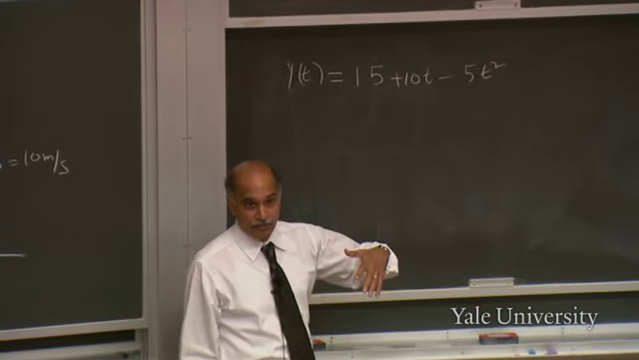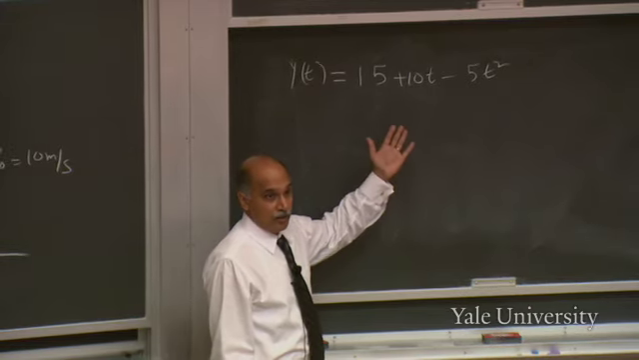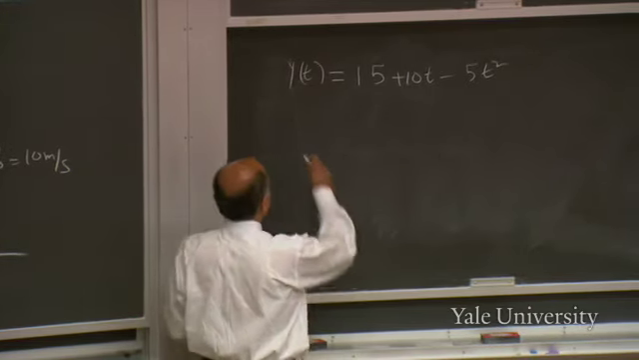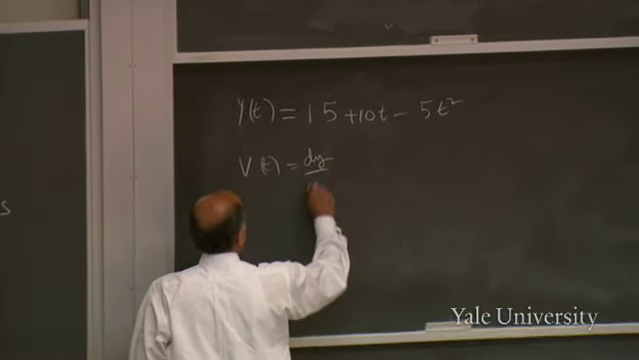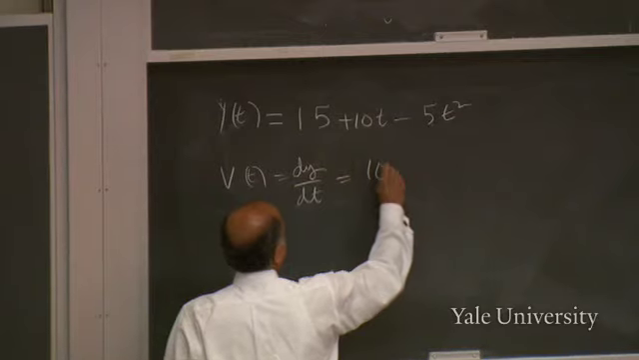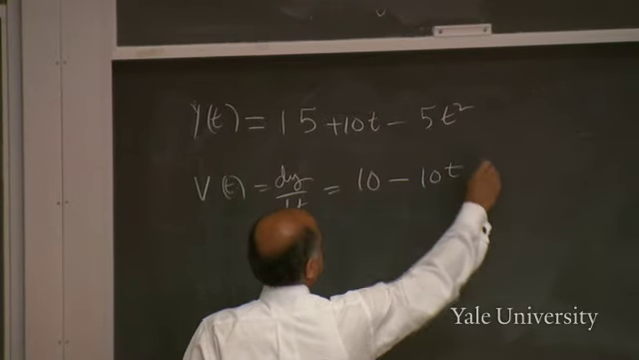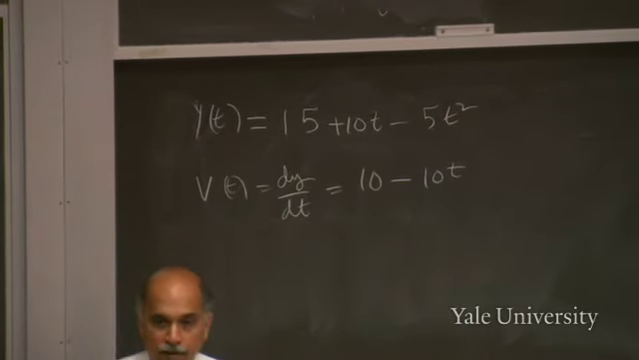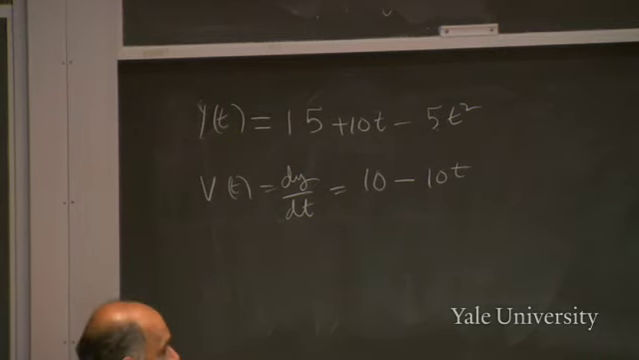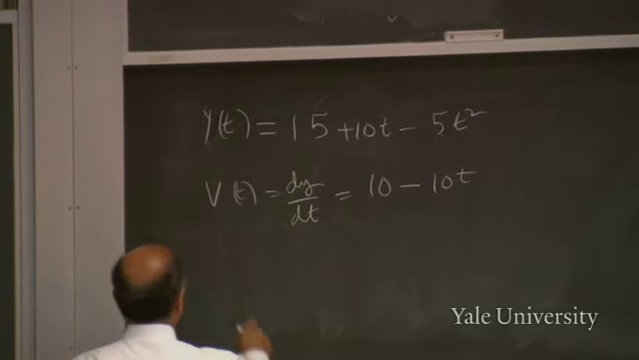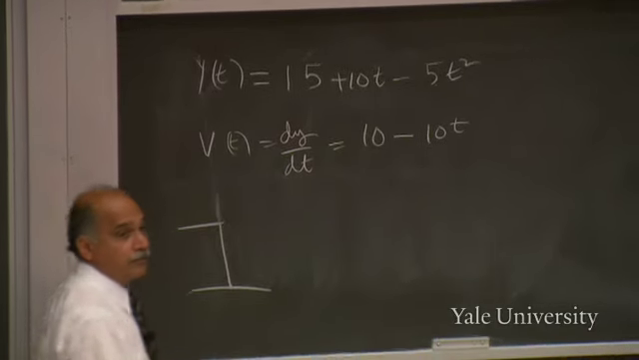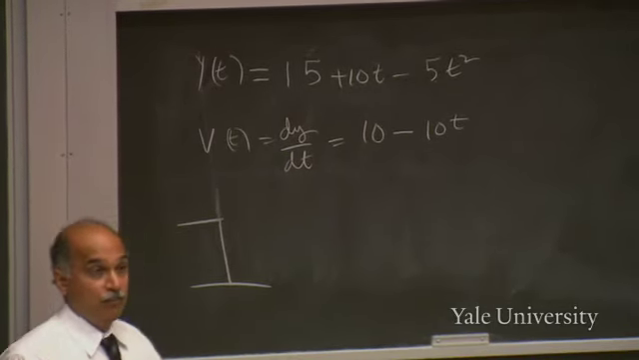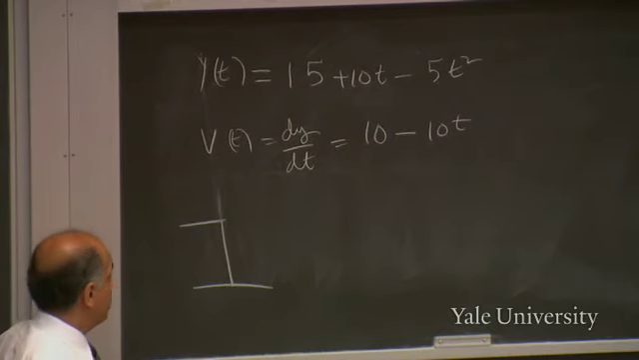You give me the time, and I'll tell you where it is. If you want to know how fast it's moving at a given time, if you want to know the velocity, I just take the derivative of this answer, which is 10 minus 10t. So let me pick a couple of trivial questions one can ask. One can ask the following question. How high does it go? How high will it rise? To what height will it rise?